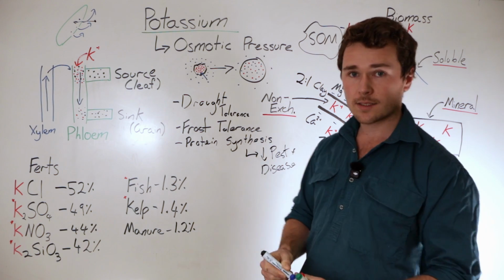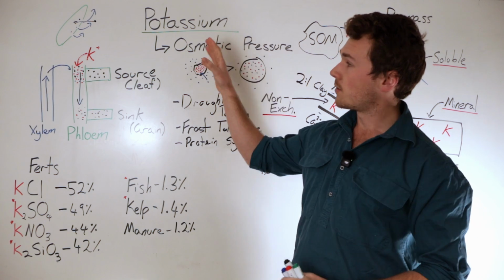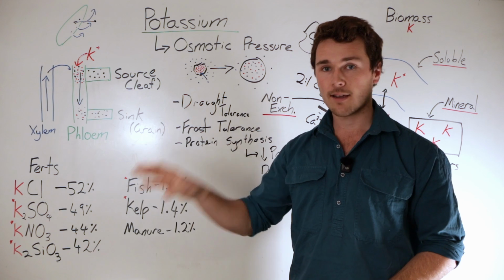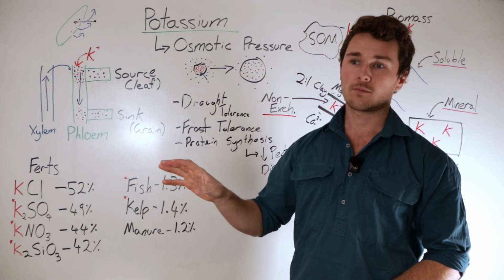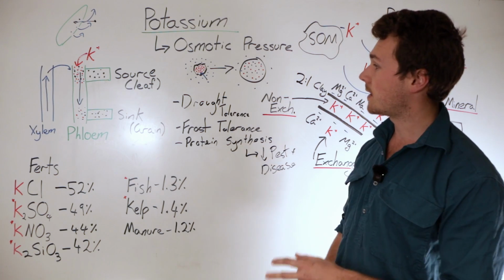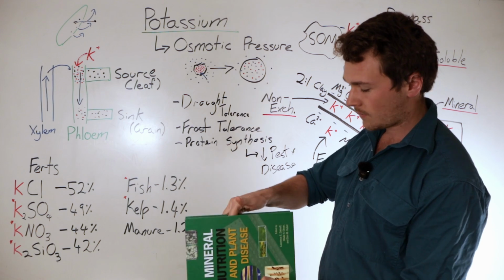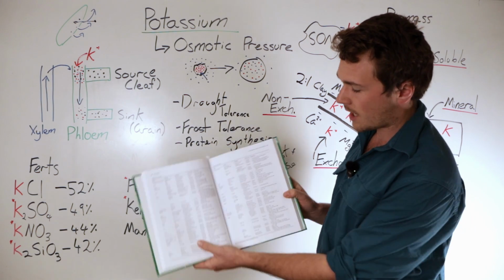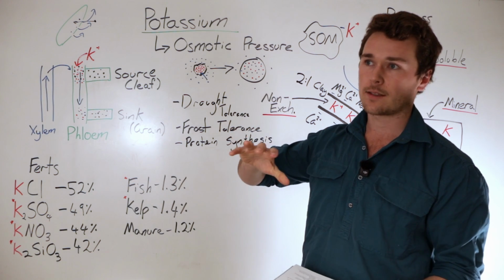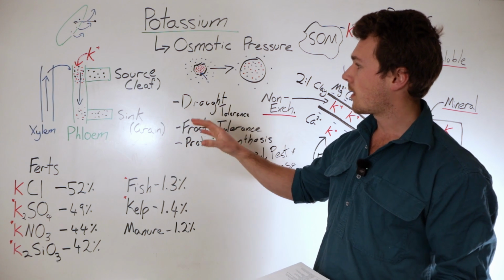So for example, rust is a really good example. The application of potassium, especially as a foliar spray, or just making sure you have enough in the soil, can really reduce the severity and infection rate of rust in wheat. And so, as I said, there's heaps of literature on that, and you can find it all in Mineral Nutrition and Plant Diseases. In the potassium section, there are whole tables on different pests and how they relate to potassium sufficiencies and deficiencies for different crops.